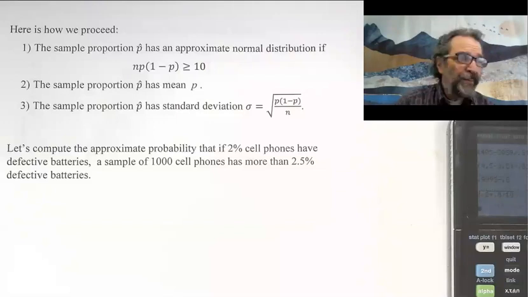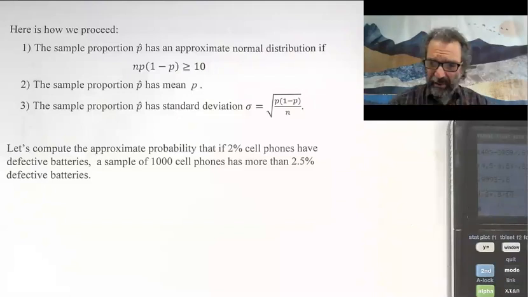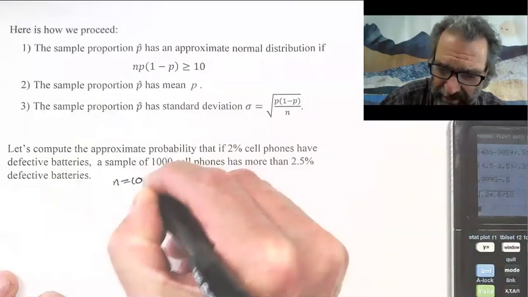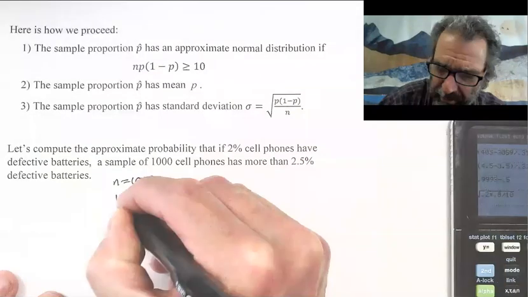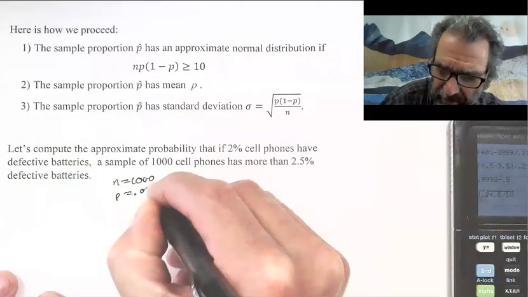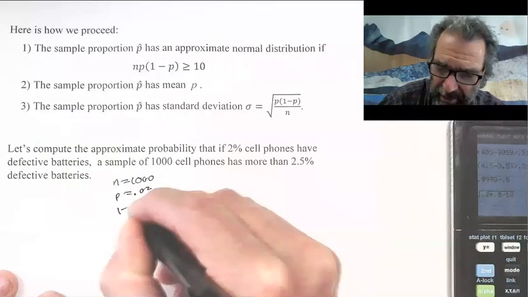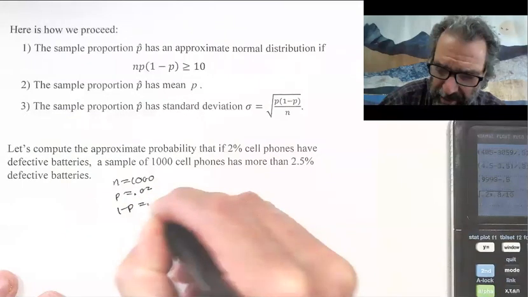Let's compute the approximate probability that if 2% of cell phones have defective batteries, a sample of 1,000 cell phones has more than 2.5% defective batteries. So we'll check the np, n(1 minus p) thing. So n is 1,000. I'll be sad if it doesn't work. p is 0.02, and 1 minus p is 0.98.